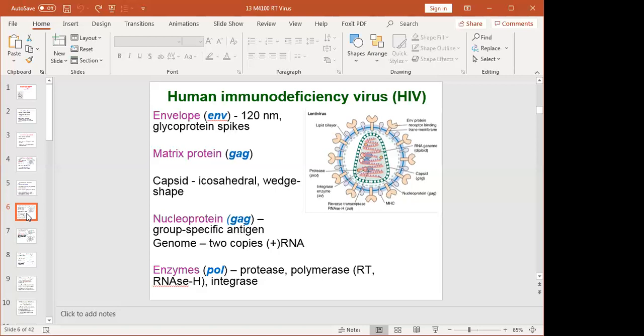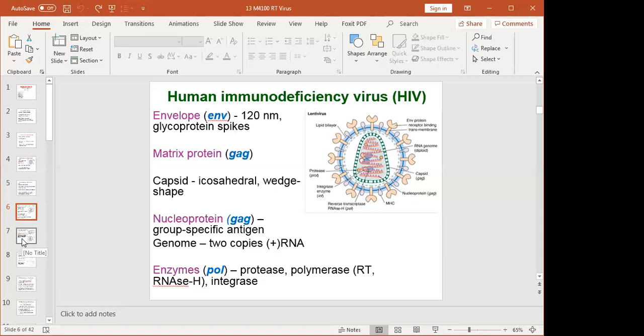And integrase. Integrase is a nuclease. It is the enzyme that cleaves off or chops different random segments of the host cell genome where the provirus can get integrated into the host cell. So the integrase family of enzymes, protease families, and polymerases.